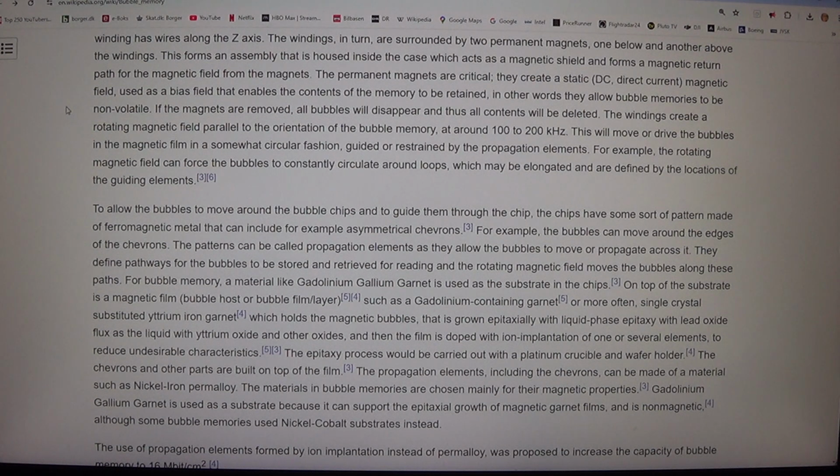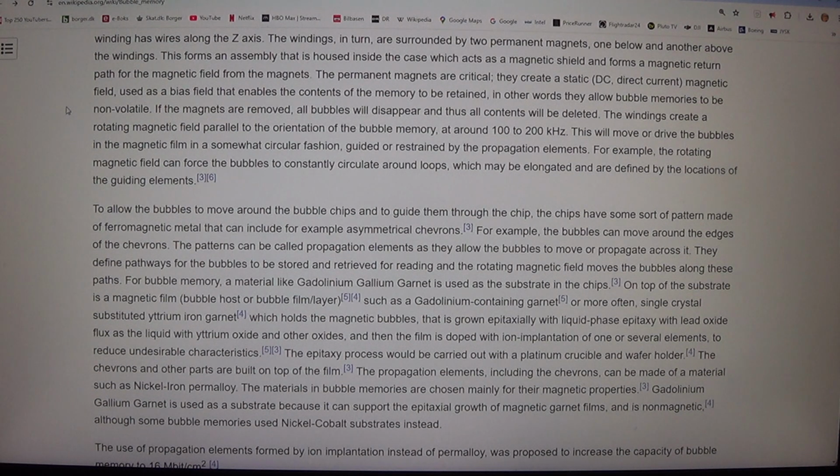The windings create a rotating magnetic field parallel to the orientation of the bubble memory, at around 100 to 200 kHz. This will move or drive the bubbles in the magnetic film in a somewhat circular fashion, guided or restrained by the propagation elements. For example, the rotating magnetic field can force the bubbles to constantly circulate around loops, which may be elongated and are defined by the locations of the guiding elements.